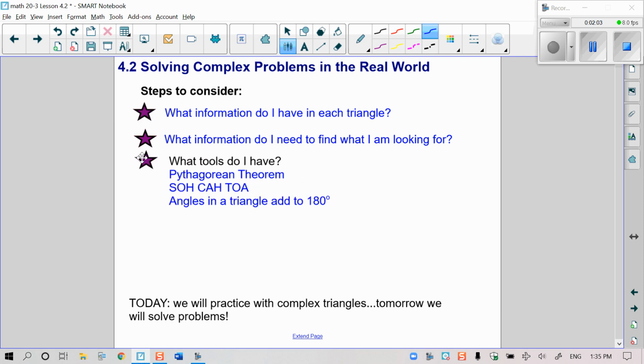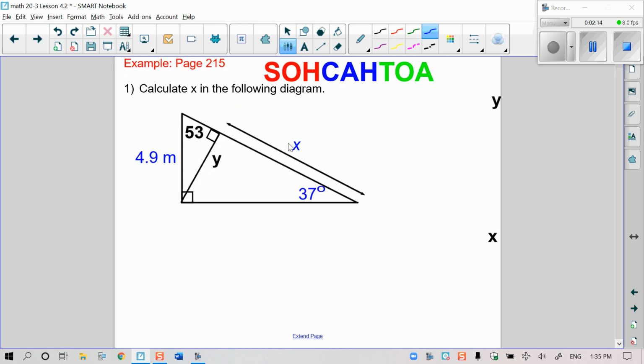Well, I can use Pythagorean Theorem, I can use SOH CAH TOA, and I can use that angles in a triangle add up to 180. So I'm going to do a bunch of examples. You guys can pause the video at any time, rewind what I've said, or pause it just to write down what I'm doing. Okay, in the first one here, I want to calculate x and y.